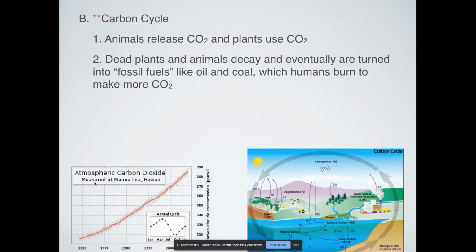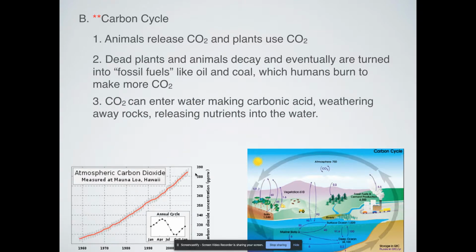And so here is a little graph of atmospheric carbon dioxide levels. You can see, as we keep burning more and more stuff, as human population keeps going up, and as we chop down trees, atmospheric CO2 levels are increasing on average.